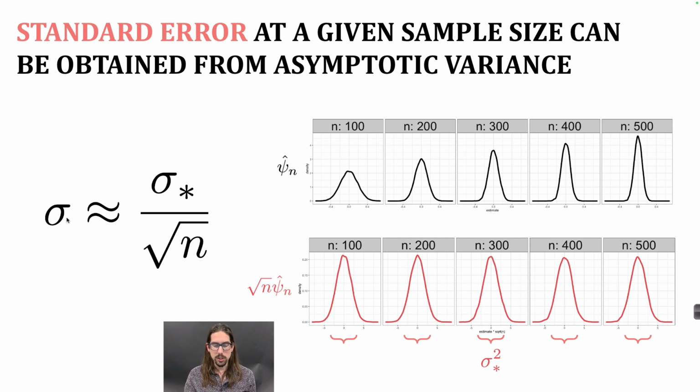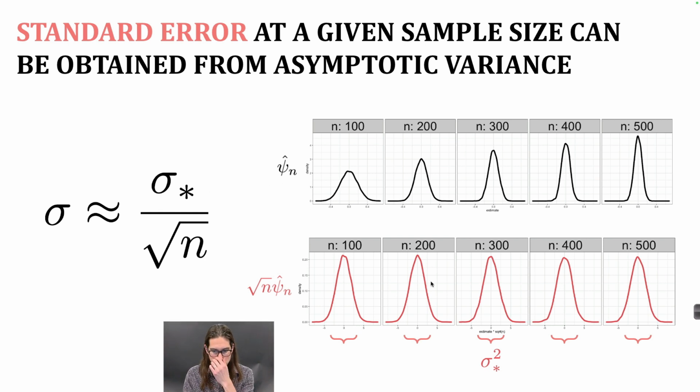This is the main message. To get the standard deviation at a given sample size, you take the asymptotic standard error and divide by root n. Or alternatively, to get the variance at a given sample size, you take the asymptotic variance, if you could know it, and divide that by n. Of course, we don't know that number in practice, but we're going to see that it's a number we can characterize analytically and then estimate. That will be the subject of the next lecture.